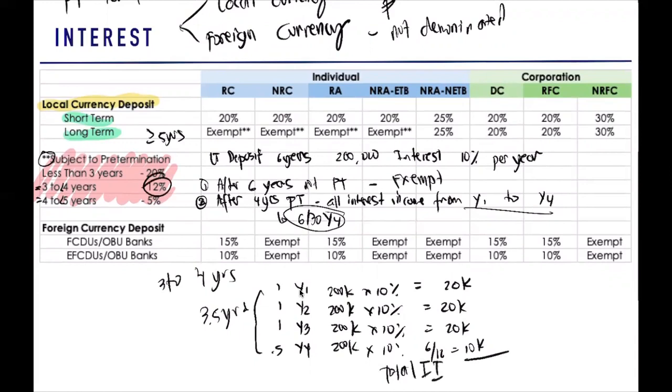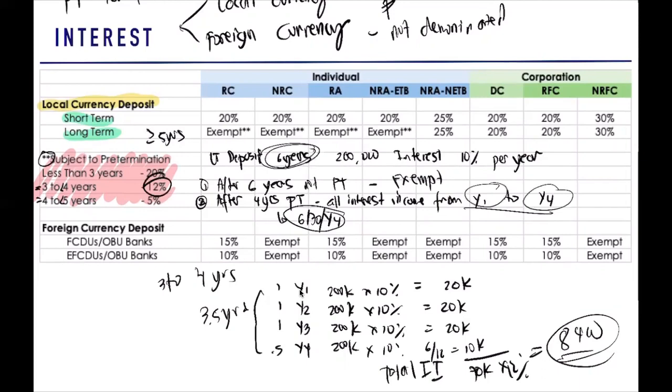So total interest income is 70,000 times 12%. So 70,000 times 12%, this is the amount of your final tax. So 70,000 times 12% is 8,400. Okay, so that is the amount of our final tax. So here, as you can see, although initially it is 6 years, but after 4 years or June 30, year 4, we have here 70,000 total interest income subjected to final tax. Take note, all interest income from year 1 to year 4 will now be taxed.